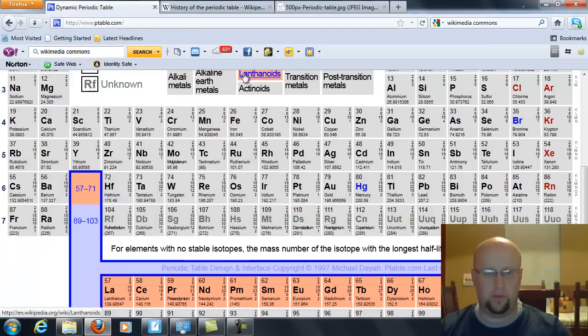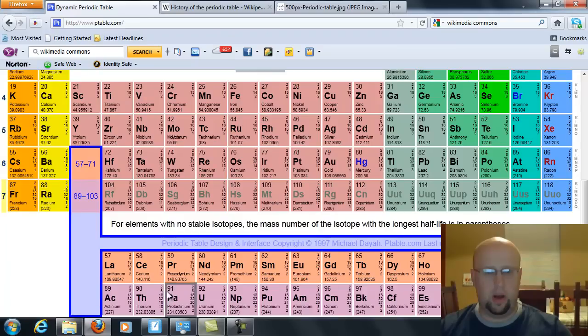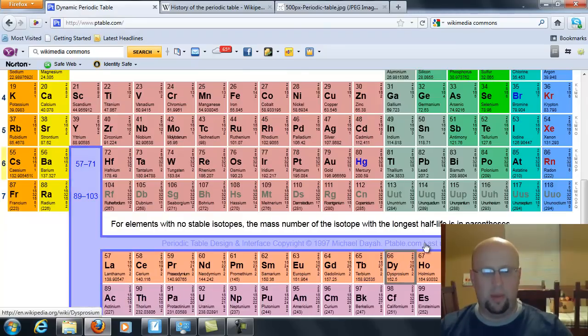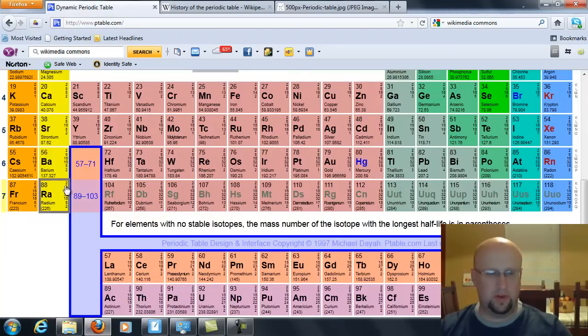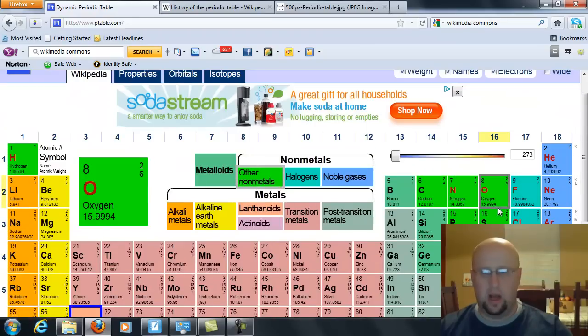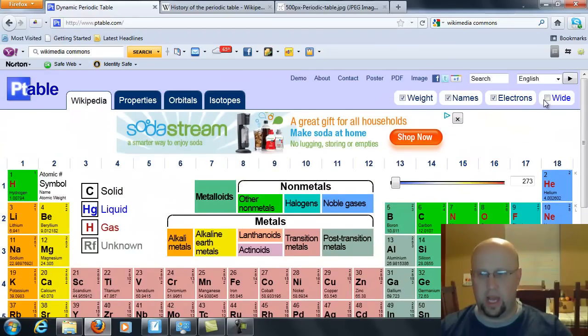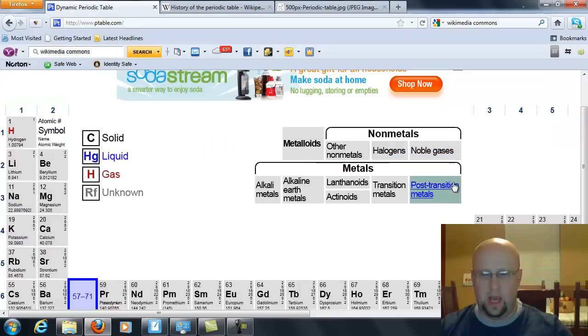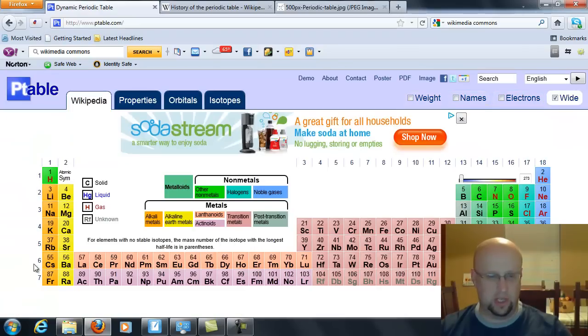If we look down at the bottom of the table, the part that we don't look at all that often, we've got lanthanoids, or sometimes they're called lanthanides. And then the very bottom row, down here, these are the actinoids or actinides. Either way is fine. And remember, we briefly went over this before, but these rows actually slide up in here. We can make the periodic table wide: if you go to ptable.com and hit wide, it's going to put those in where they should actually go.